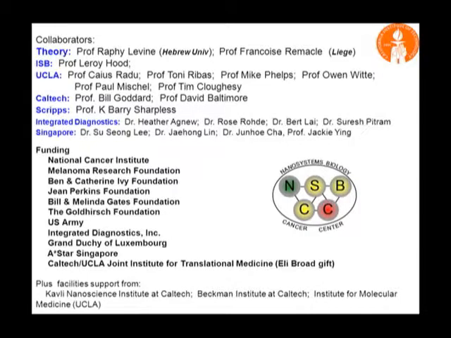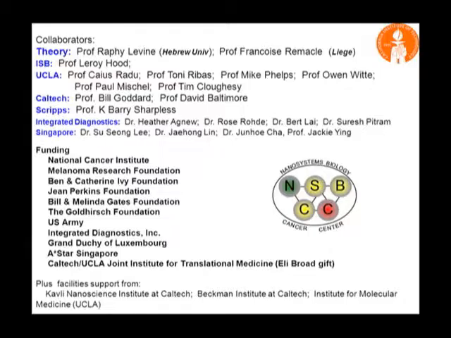You're only as good as your collaborators, and we have great collaborators in this work. I mentioned Tony Ribas is running that trial, but there's a lot of theory involved in some of the stuff we do: Rafi Levine, Francois Remacle, and Bill Goddard. Clinicians Paul Mischel, Tim Cloughesy, cancer biologist Caius Radu, Mike Phelps, Owen Witte. David Baltimore is involved in this immunotherapy trial. Barry Sharpless, a Nobel laureate from Scripps, is involved in the capture agent project. We have a company that's commercializing some of the stuff I talked about. I have a lab in Singapore that also is working on some of these things.